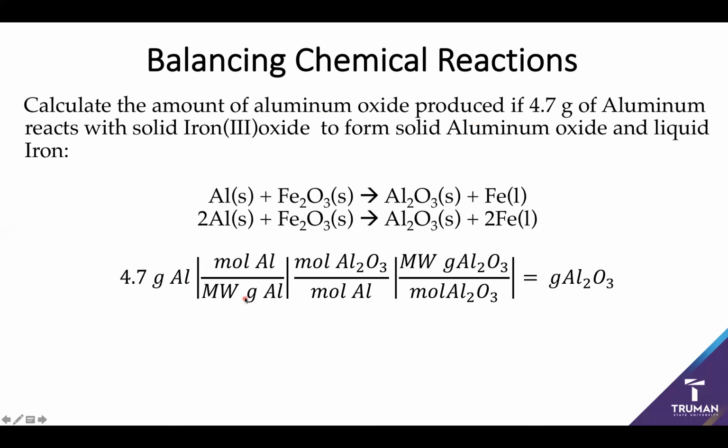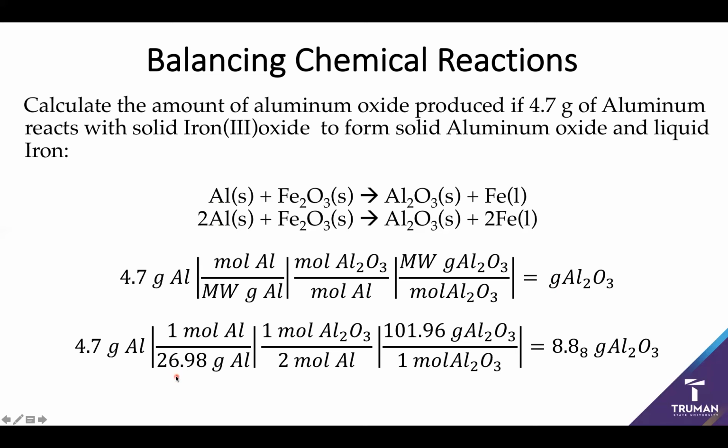Start with grams of aluminum, which I can convert to moles using the molecular weight of aluminum. And then I can use stoichiometry to convert from moles of aluminum to moles of aluminum oxide. And then convert from moles of aluminum oxide to grams of aluminum oxide, always making sure you can cancel out your units as you go, ending up producing units, grams of aluminum oxide. Now, let's go ahead and put in our numbers. We have our 2 molecular weights and a 2-to-1 conversion. So when we do this, it turns out that if I start with about 4.7 grams of aluminum, I'm going to produce about 9 grams of aluminum oxide.